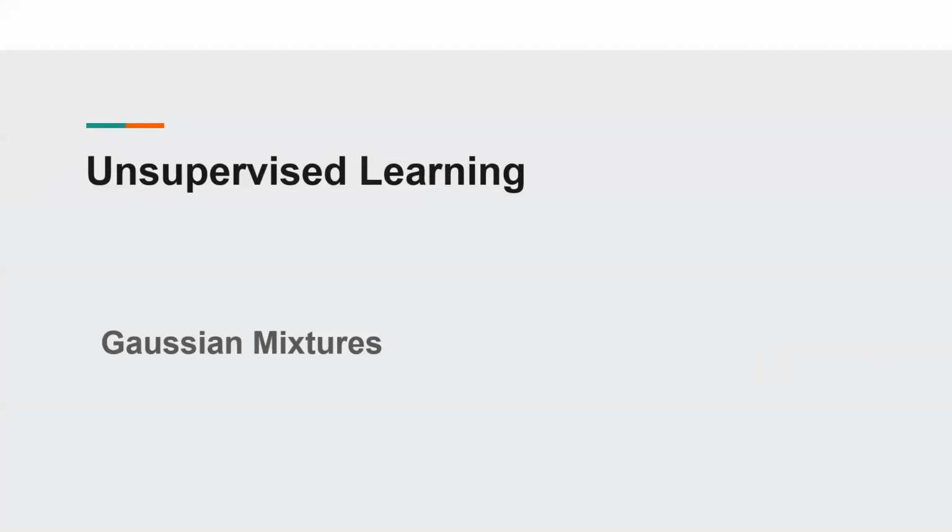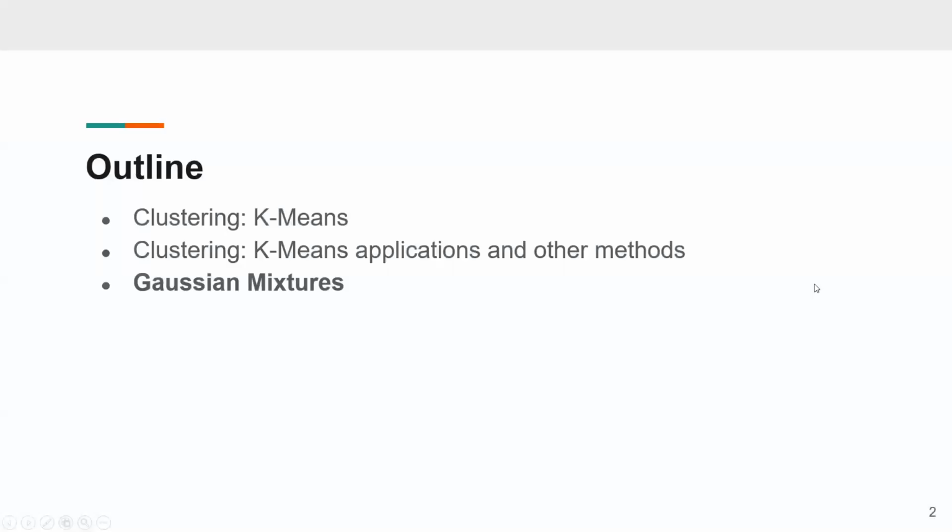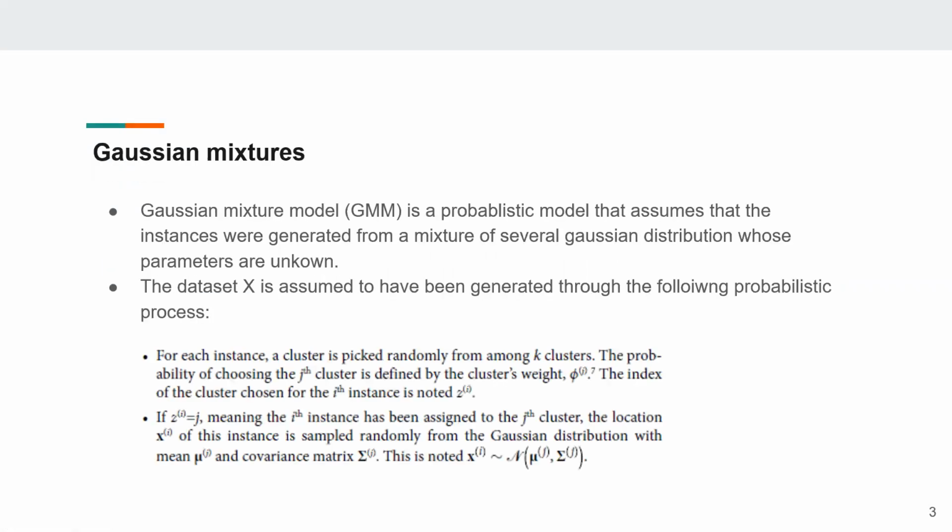Let's continue our discussion on unsupervised learning, and we're going to focus on Gaussian mixtures. Apparently, Gaussian mixtures is something very much different from what we discussed so far, like k-means or DBSCAN. Let's see what Gaussian mixtures is.